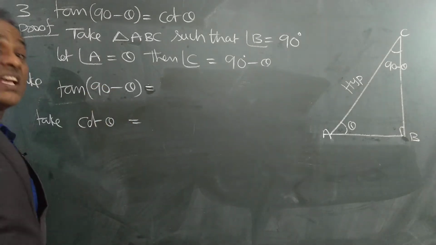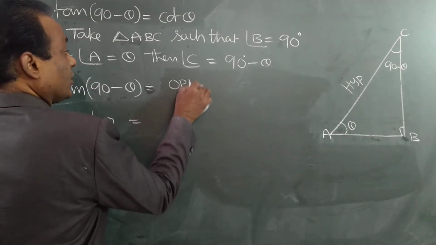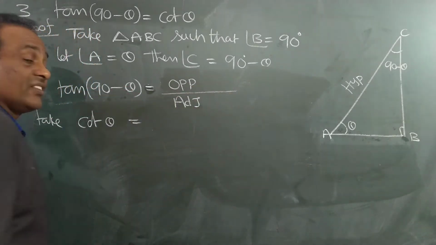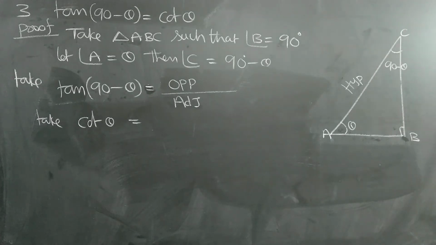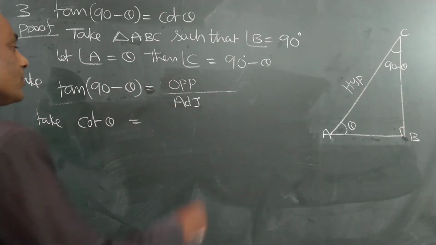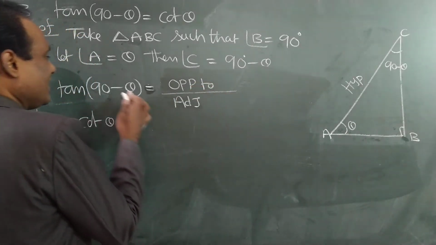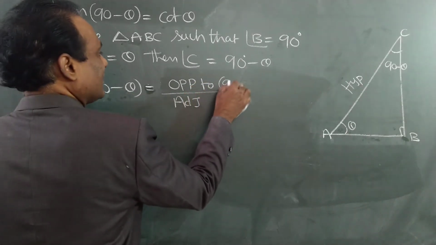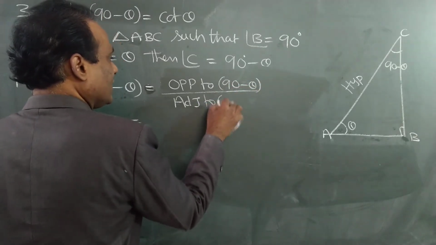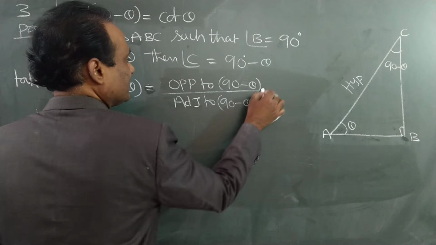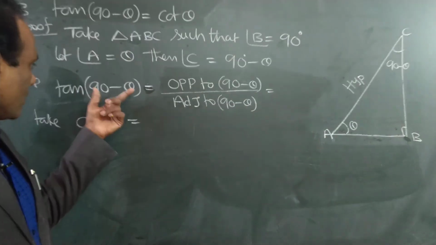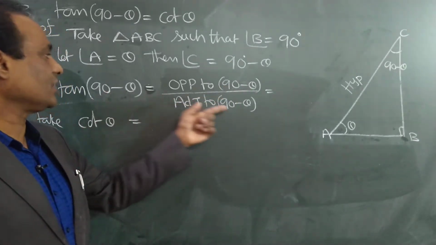What is tan definition? Opposite by adjacent. But opposite means opposite to what? Opposite to this angle, adjacent to this angle. Tan definition is opposite by adjacent: opposite to this angle, adjacent to this angle.